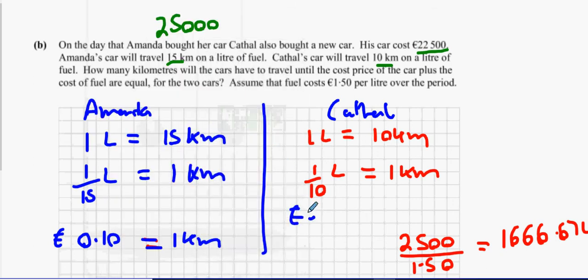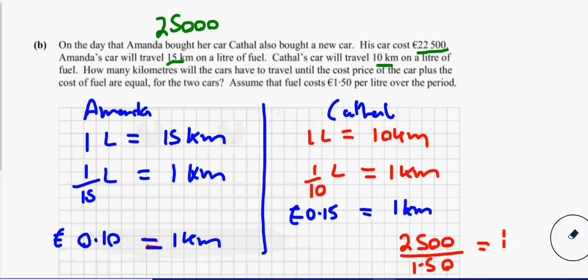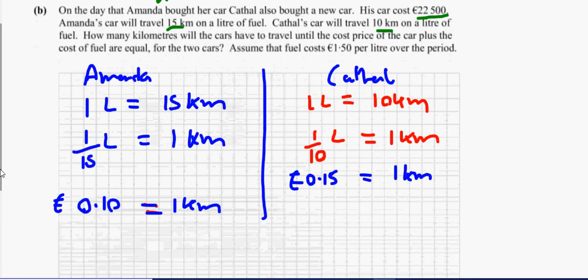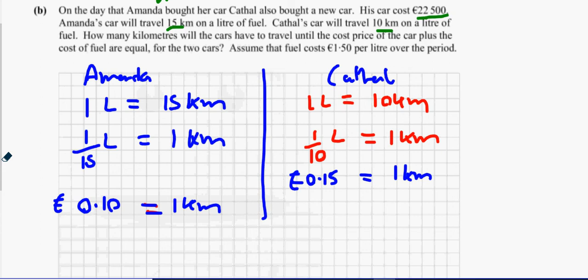15 cents for Cottle to travel 1 kilometer. Alright, I have an easier way of doing this, thank God. Going to get rid of that 166.67 business here. Who's making money every kilometer? Sorry, who's losing money every kilometer they travel? Cottle is losing 5 cents every single time you travel 1 kilometer.